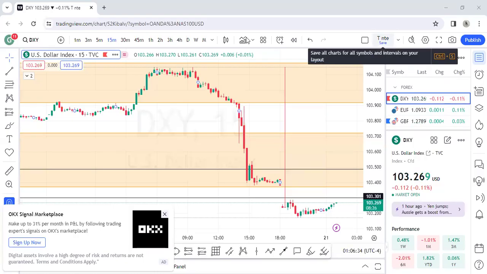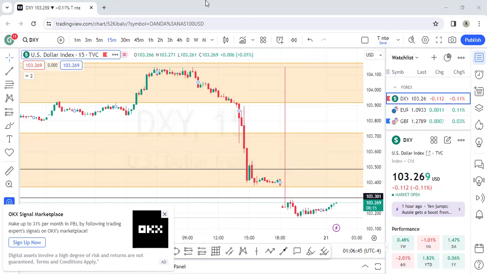All right, guys, so let's begin. This is our daily review. Yesterday was FOMC and we had a lot of action yesterday. Let's quickly just do a review. This is the DXY chart as usual.